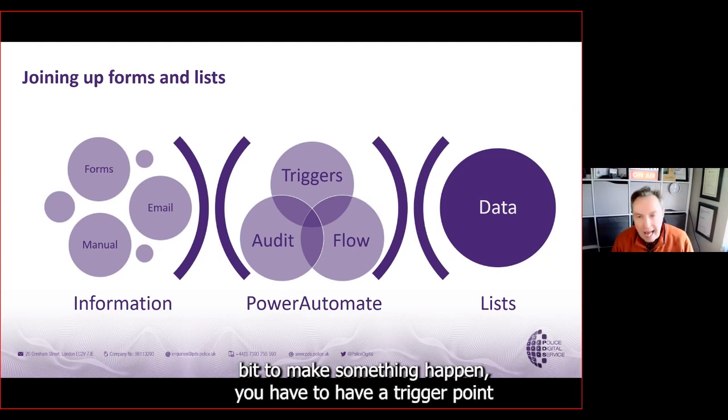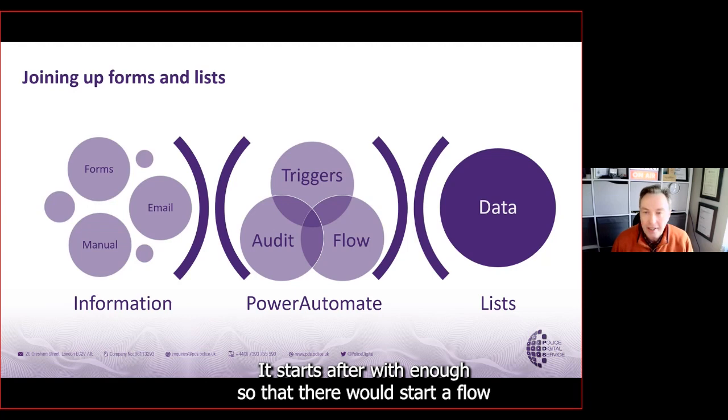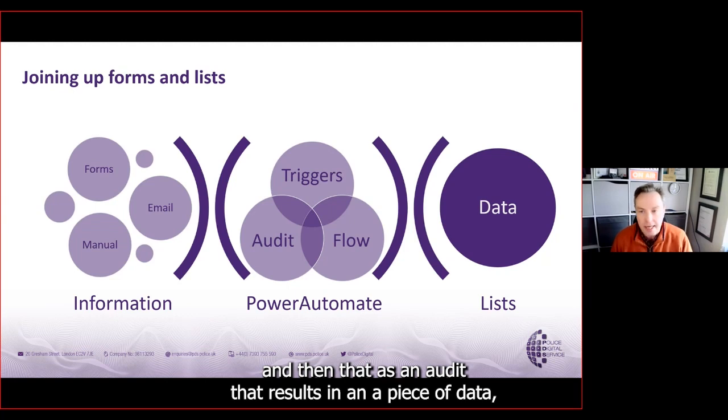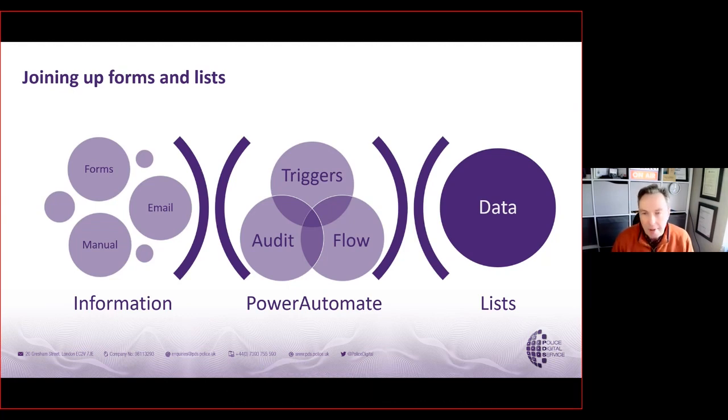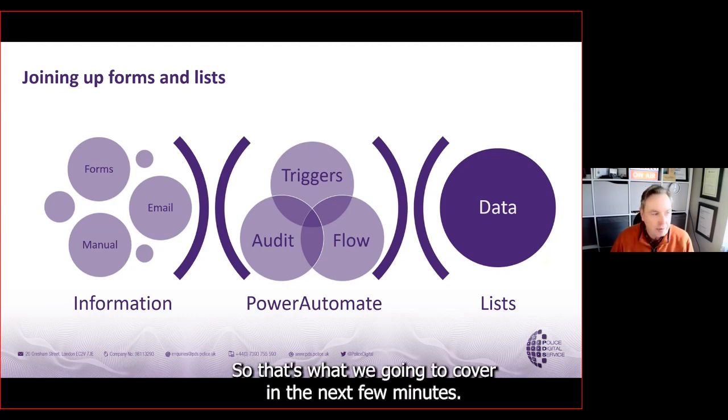To make something happen, you have to have a trigger point. Not referencing the television program on the other night. A trigger starts everything off. That then starts a flow, which has an output that results in a piece of data, and we're going to be putting the data into lists because that's where you can manipulate the data better. So that's what we're going to cover in the next few minutes.